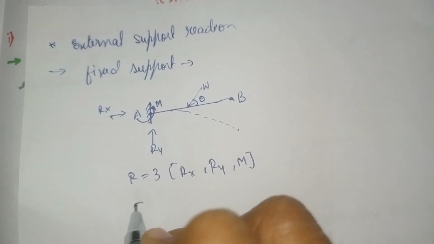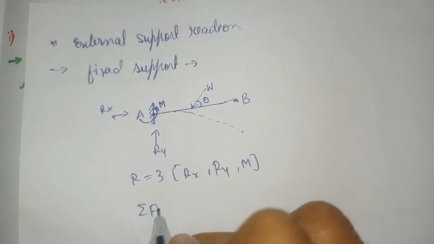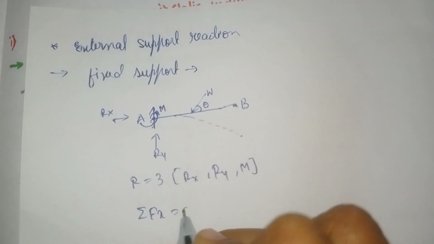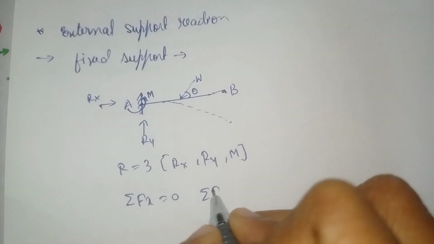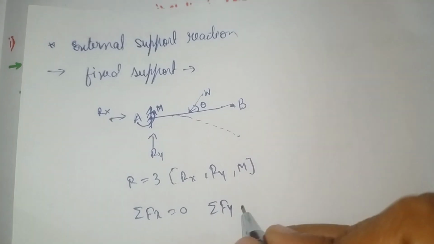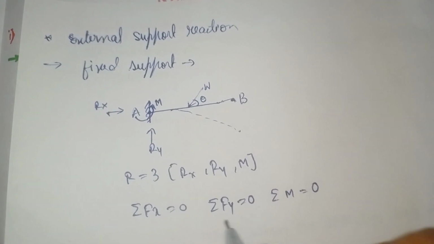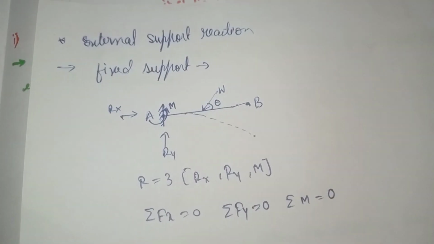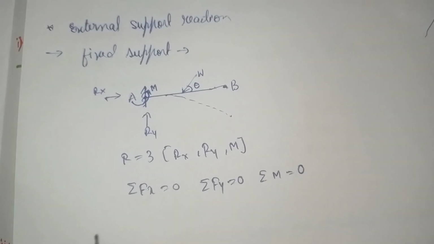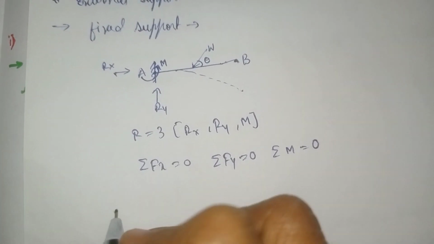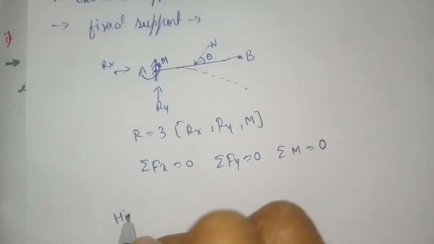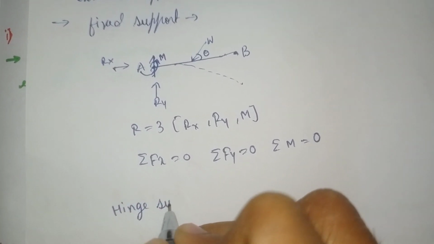In the equilibrium equations also, the summation of all forces in the x direction is equal to 0, the summation of all forces in the y direction is equal to 0, and the summation of all moments is equal to 0. There are 3 equilibrium equations. So now we will move to the next, that is hinge support.